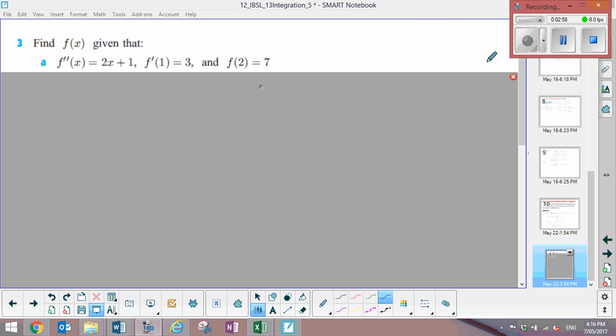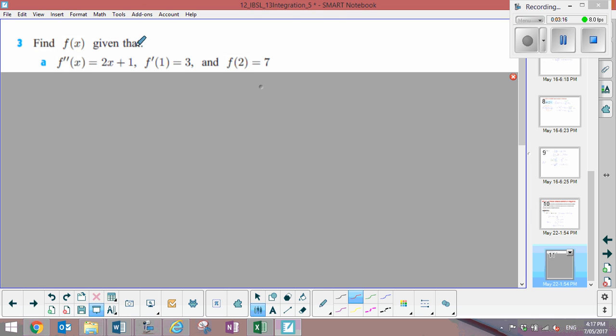The next example, which we're going to do in class, is where we're given the second derivative, happens to be 2x plus 1, and we now know a point on the first derivative, so that's going to allow us to work out the constant from our first integration. Then we want to integrate that again, so we're going to integrate, but we're going to get a constant, and we can use that to solve for our constant.